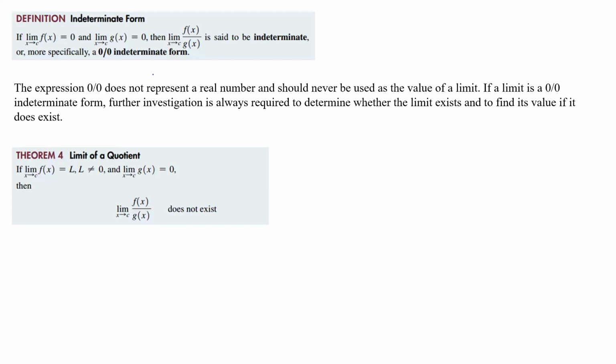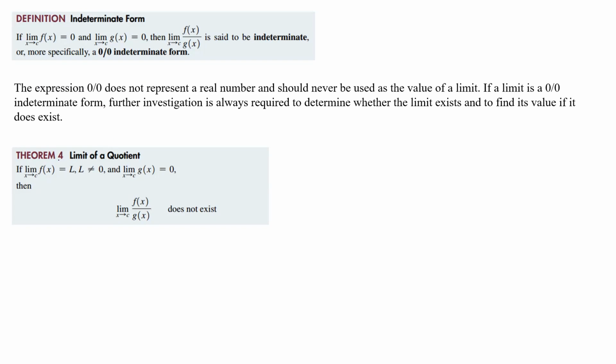And so the expression 0 over 0 does not represent a real number and should never be used as the value of a limit. So if a limit is a 0 over 0 indeterminate form, what we have to do is a further investigation, which is basically required to determine whether a limit actually exists and to define its value if it does exist, okay?